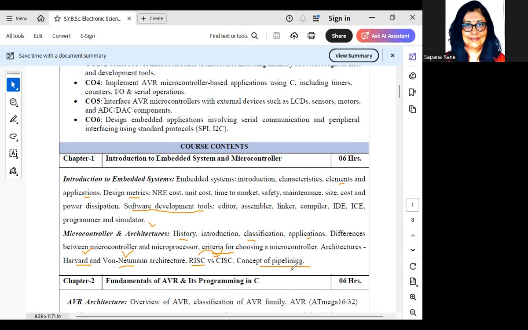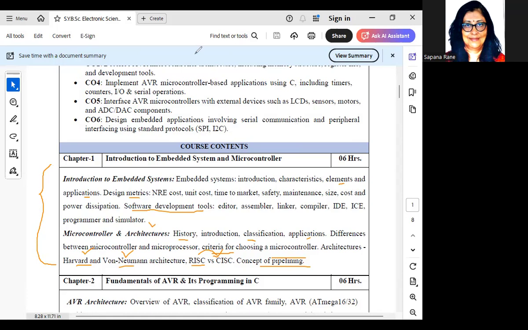All of you have heard the word parallel processing. Parallel processing is used to improve the performance of the computer. To improve the performance, many things will be done in parallel by the computer, and different tactics are used for this. One of the tactics is pipelining. So we will have a short introduction to pipelining in this chapter. Now I think you are clear about chapter 1, which will be the introduction to the embedded system as well as the introduction to the microcontroller.